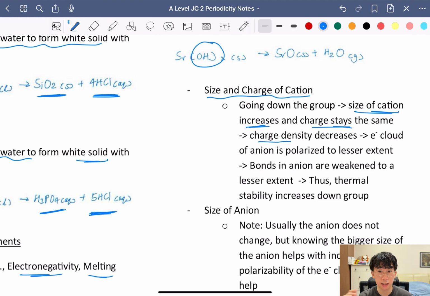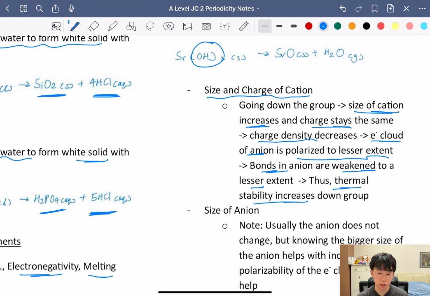Now, as the charge density decreases, the electron cloud of the anion is polarized to a lesser extent. This means that the bonds in the anion are weakened to a lesser extent. If the bonds are weakened to a lesser extent, it means the bonds are actually stronger, and this also means that there is higher thermal stability.